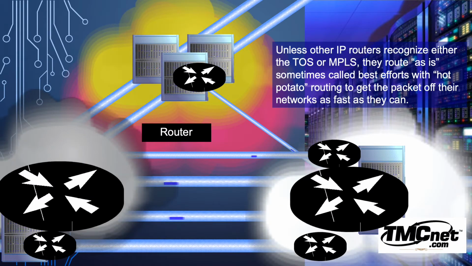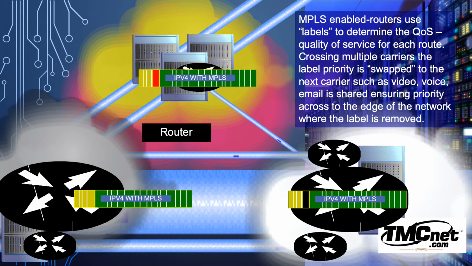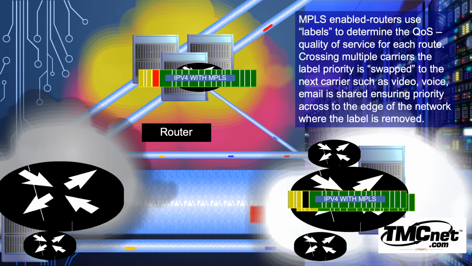How it fits together is that unless IP routers recognize either the TOS or MPLS, they route as is, sometimes called best efforts, with hot potato routing to get the packet off the network as fast as you can. Again, IP networks really weren't designed for all the things we use them for today. However, MPLS-enabled routers use labels to determine the quality of service for each route. Crossing multiple carriers, the label priority is swapped to the next carrier, whether voice, video, or email, ensuring priority across the edge of the network until the label is removed. It is really the only way we can do this, except for providing improved quality of service at layer 2, and that's where SD-WAN fits in.